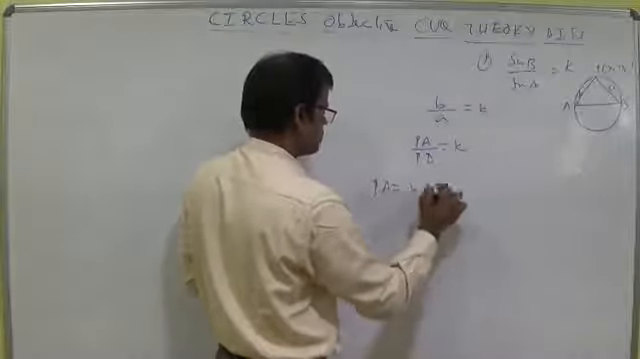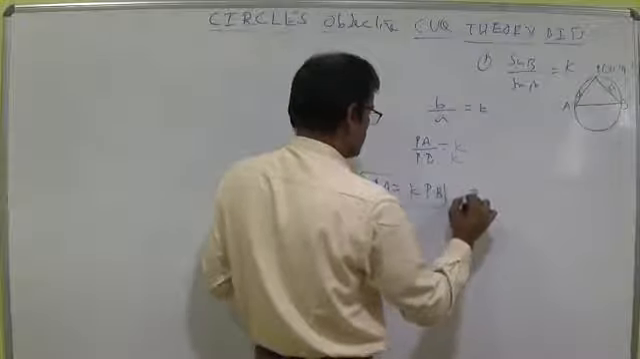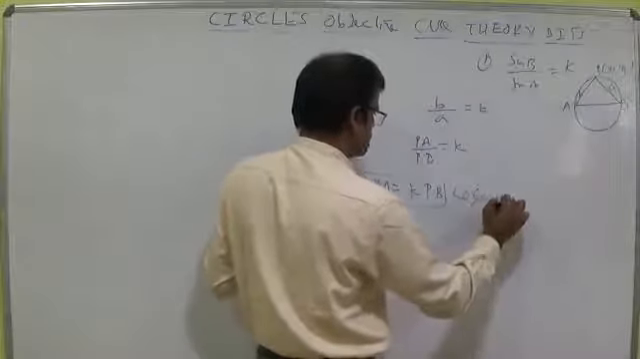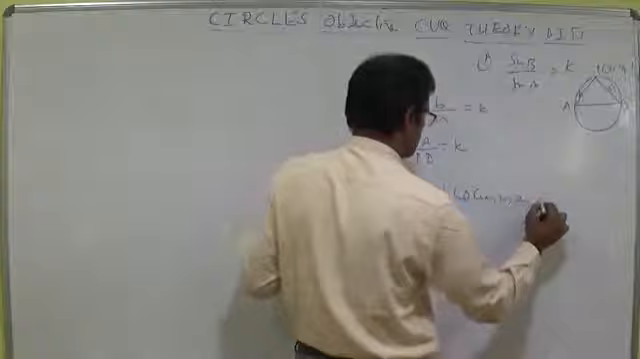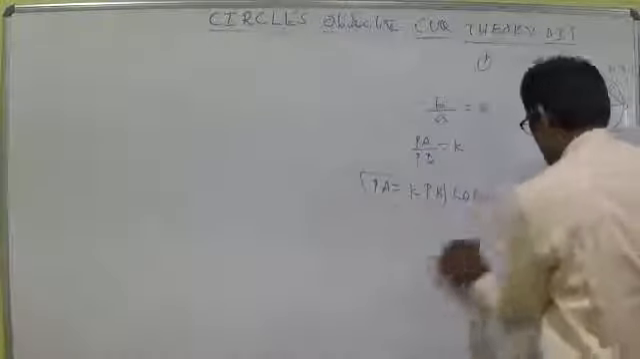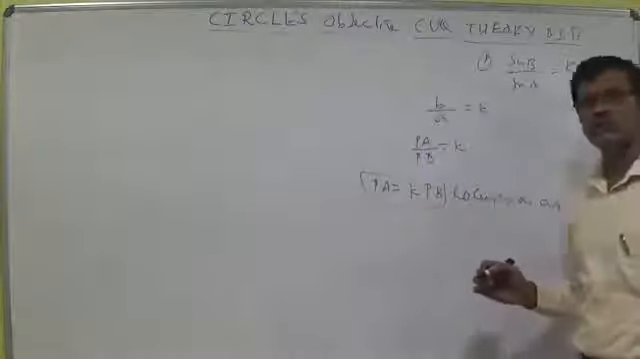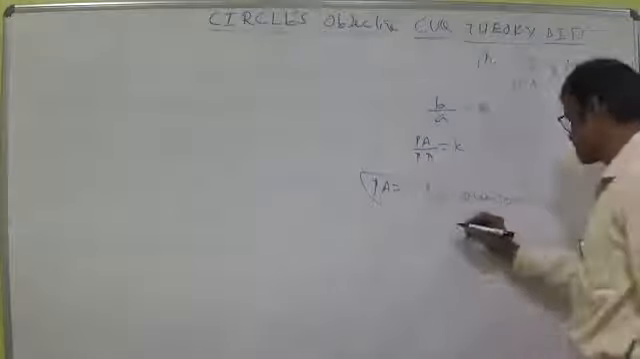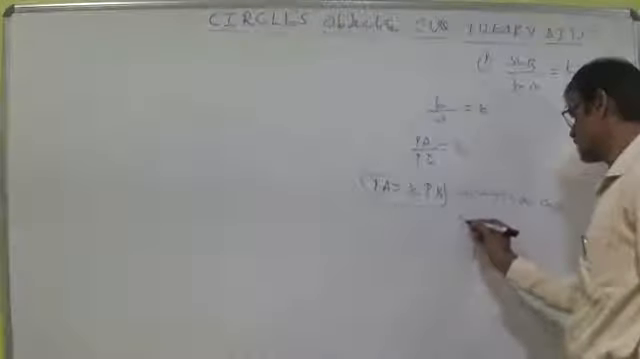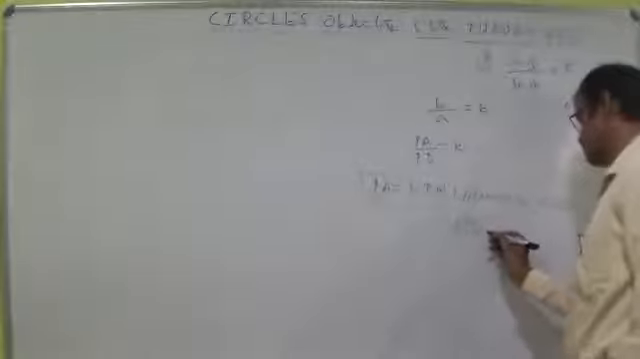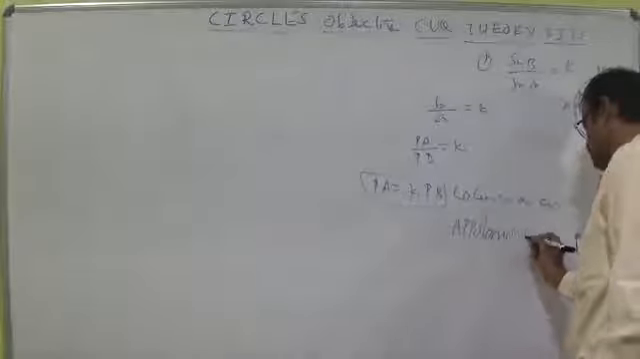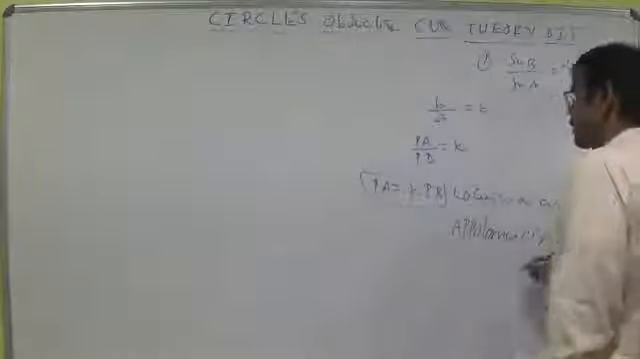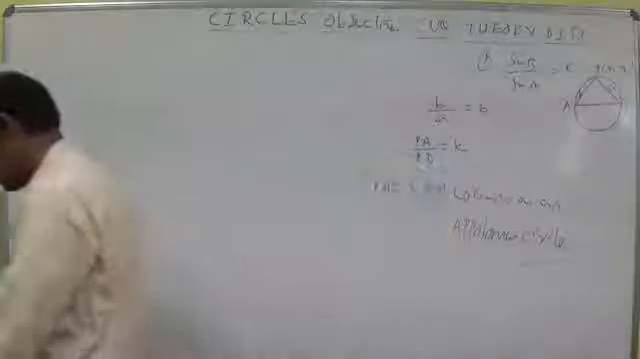Wherever PA by PB is equal to K, the locus is called an Apollonius circle. This proof I said in Exercise 1A, page number 24, you verify. The locus is called an Apollonius circle. So according to the option, it is a circle.